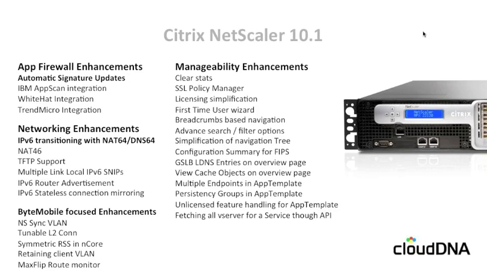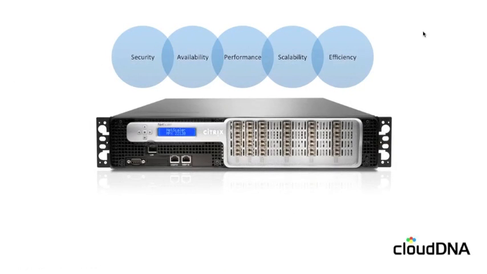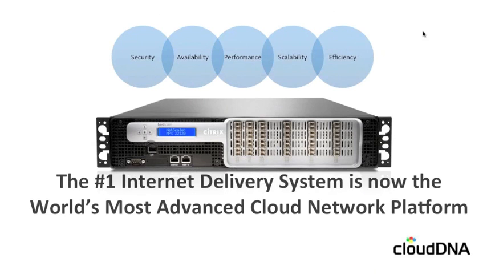If you're using NetScaler for the app firewall at the top left of the screen, you'll see there's also automatic signature updates with IBM AppScan and White Hat and Trend Micro integration out of the box. So again, we're looking at those methods of integrating with third-party vendors, and we're looking at the ability to extend the capabilities of NetScaler, which is currently the world's most advanced cloud network platform. So security, availability, the scalability and the efficiency, and more importantly, the performance in there, you can start to see why so many of the larger .coms have already been on NetScaler for some time.